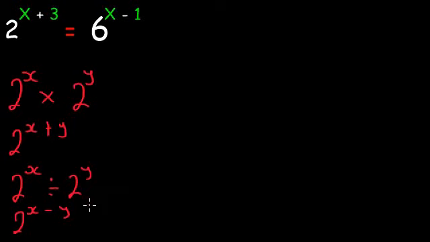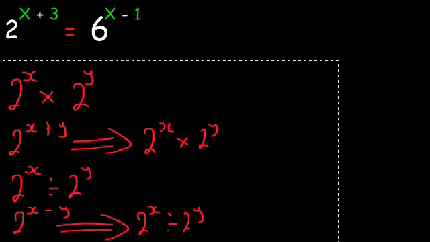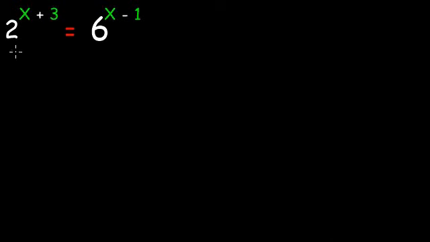And the good thing about these properties is that they work vice versa, which means if this is what you're having initially, you can turn it into 2 raised to the power of x divided by 2 raised to the power of y. Similarly, if this is what we are having on ground, you can turn it into 2 raised to the power of x multiplied by 2 raised to the power of y. Keep this in mind as we are going to be using them in this video. So let's solve the problem before us.